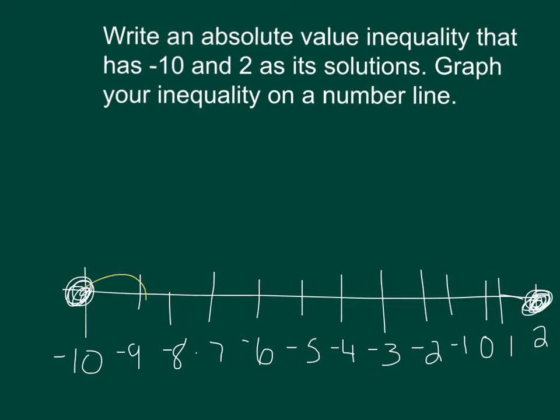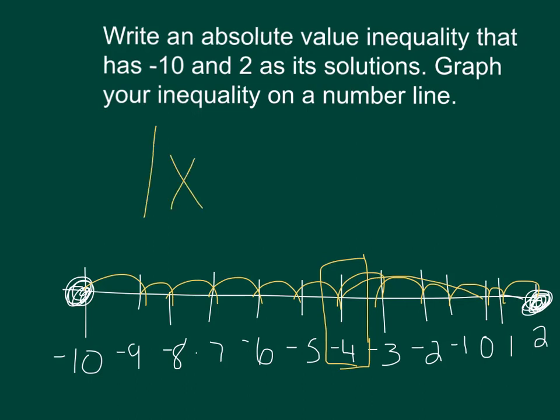So we're going to go one space at a time, and our midpoint is actually going to be at -4. Now we want to think, how do I get to 0 from -4? Well, I have to go to the right this time. So now it's going to be the absolute value of x plus 4.